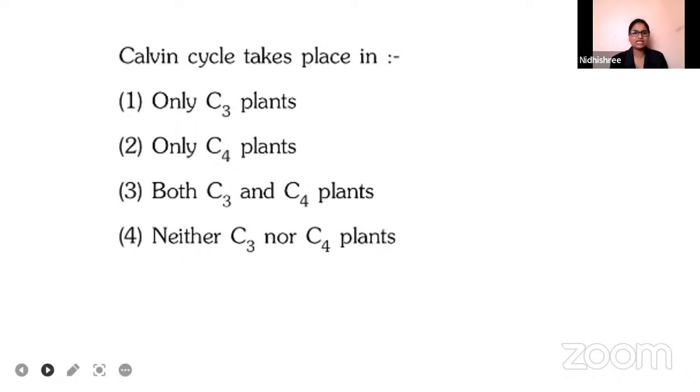Calvin cycle takes place in only C3 plants, only C4, both C3 and C4, neither C3 nor C4. Kelvin cycle ಯಾವ plants ಅಲ್ಲಿ ಆಗತ್ತೆ? Parvati, Chandru, yes. Amruta, Kanchana Raj, yes. What about YouTube students? Gayatri, option B. Most of them voted for option A. Kavita, option A.